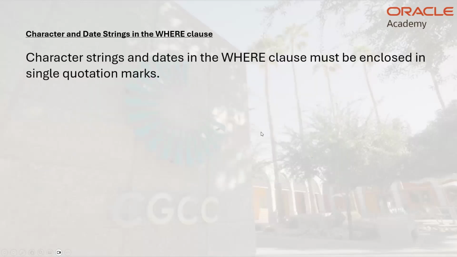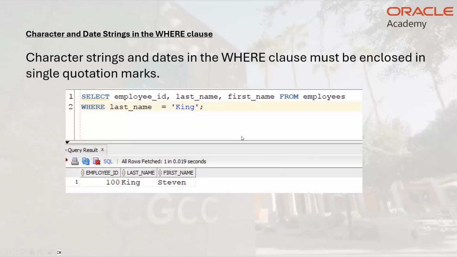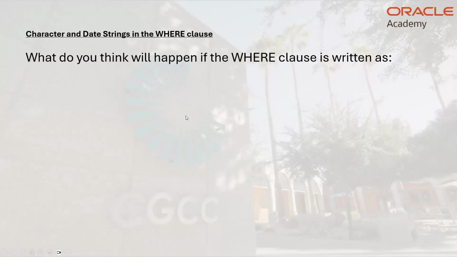You can use character and date strings in the where clause. You can use numbers obviously too, but in addition to numbers, you can use character and date strings. Character strings and dates must be enclosed in single quotation marks. So if you look here, an example: employee ID, last name, first name from employees where last name is equal to 'King', and we get Stephen King, right? So just remember strings and dates, single quote.